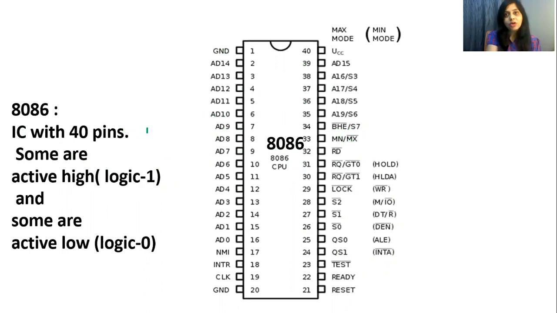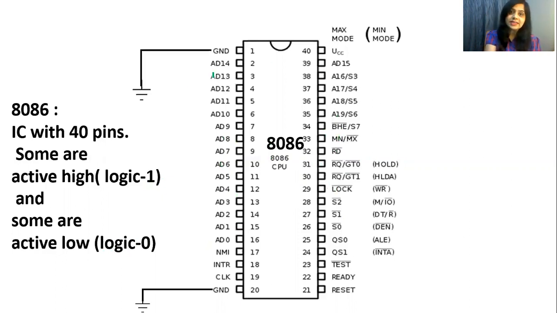So what is the meaning of active high and active low? Active high pins are active when they are at logic 1. That means whenever we apply 5 volt DC voltage to that pin, it becomes active. What is the meaning of active low? Active low means that pins are active whenever we apply 0 volt to that pin. So this is the difference between active high and active low.